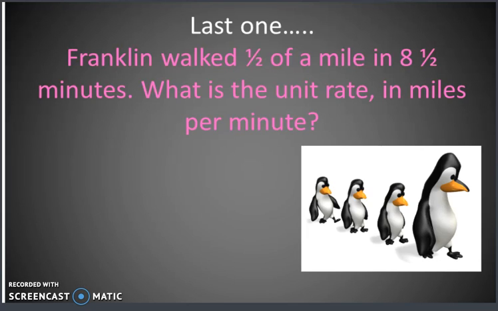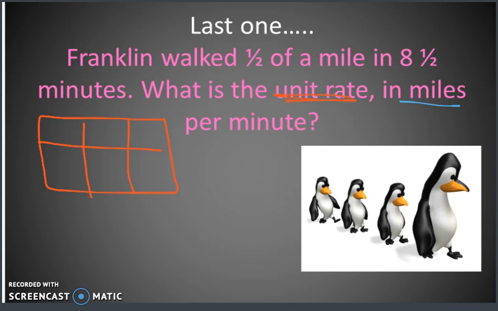Franklin walked half of a mile in 8.5 minutes. What is the unit rate in miles per minute? So go ahead and pause and solve this problem. And when you have the answer, go ahead and hit play and we'll check it. Okay, welcome back. Let's go ahead and check your work. So we're doing unit rate here. So I'm going to do a box. I know how you guys love the boxes.